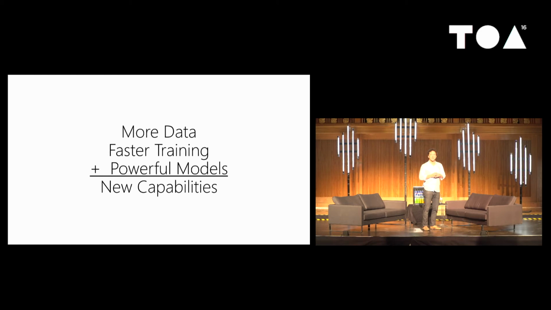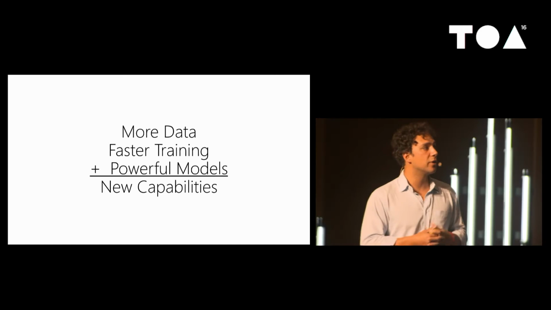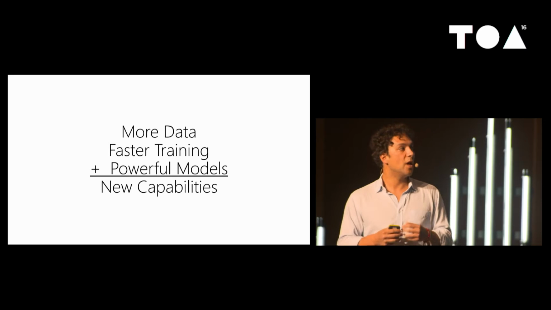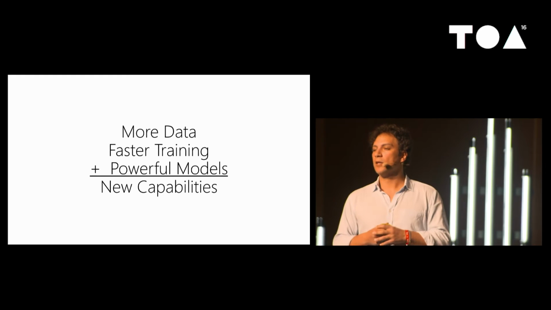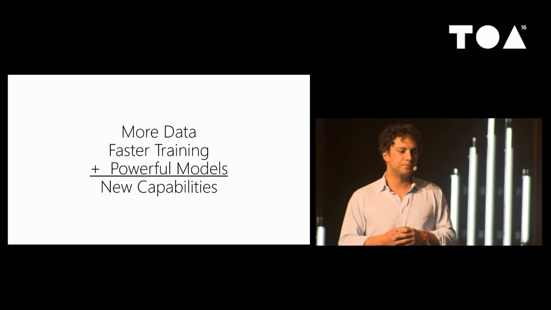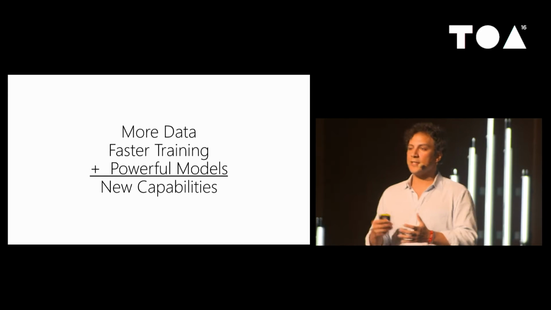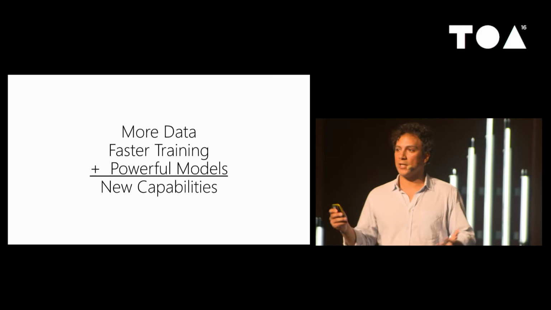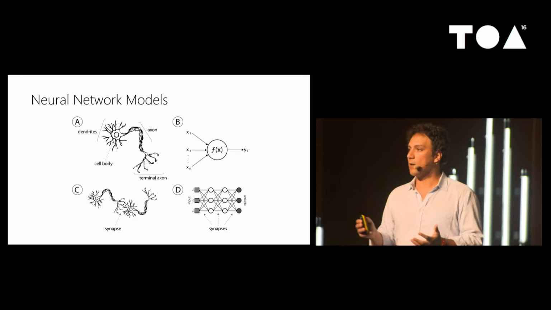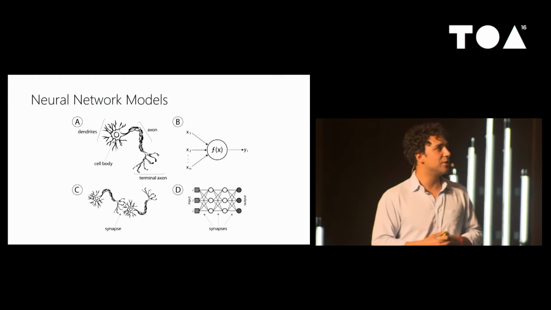They can make use of lots of data, and they're really showing a lot of impressive results. So you put those things together, and what you get are capabilities that we can explore with computers that we couldn't just a few years ago. So let's dive in. What is a neural network?